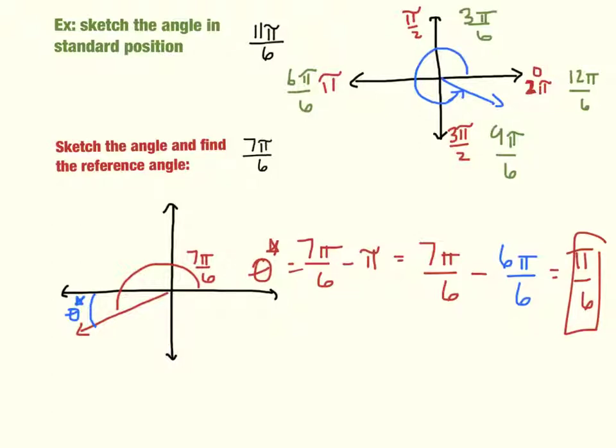The other way to approach that is just to say, okay, I went 7 pi over 6. This was 6 pi over 6. How much did it take me to get from 6 pi over 6 to 7 pi over 6? Just 1 pi over 6.